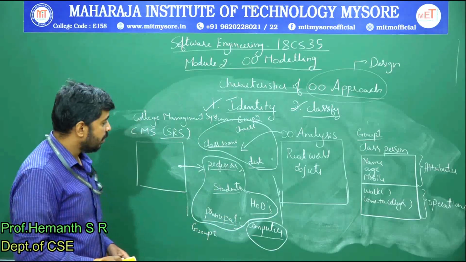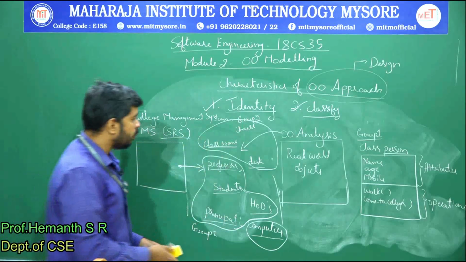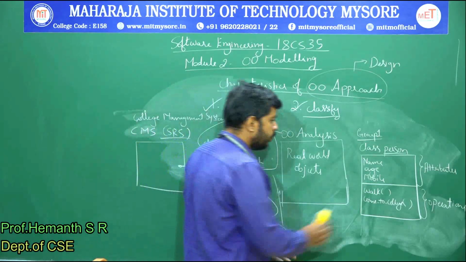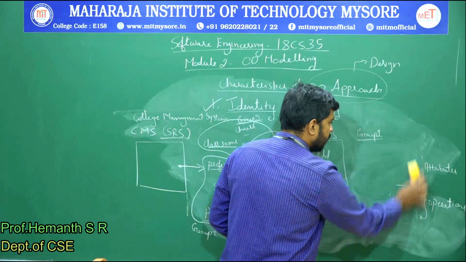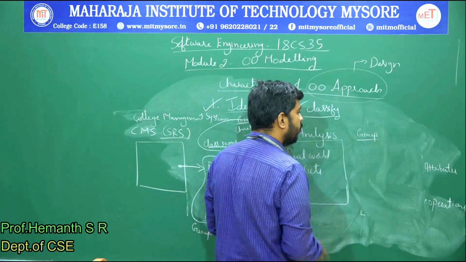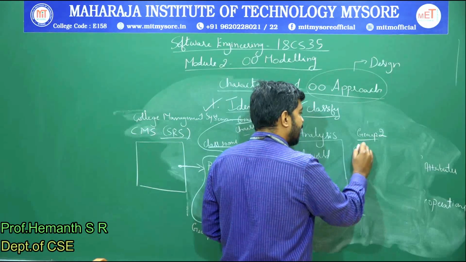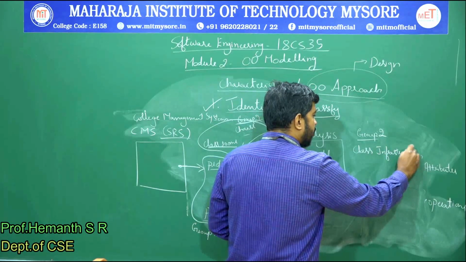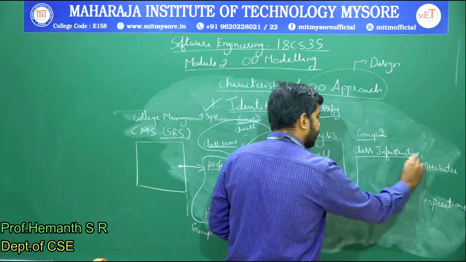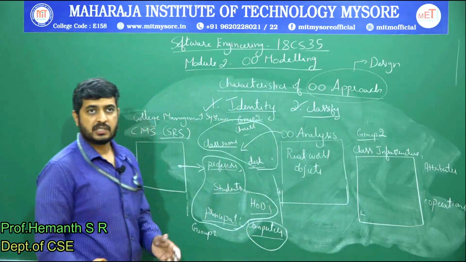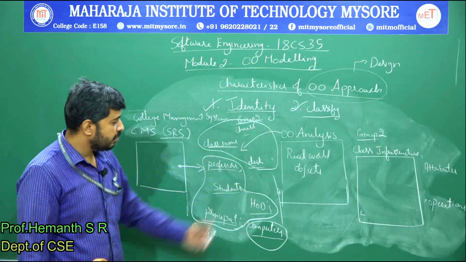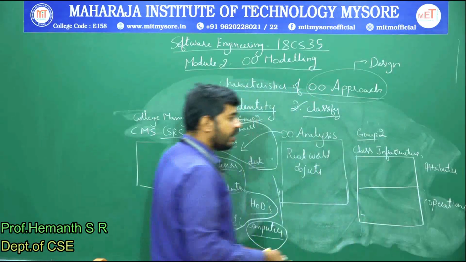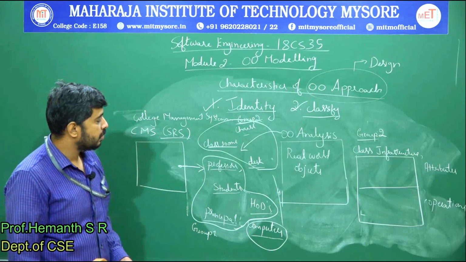And along similar lines, this is my group 2, which has chairs, desk, classroom, computers. I label group 2 as class infrastructure. What is the infrastructure that we have in the college? We have classrooms, desk, chair, computers. That belongs to infrastructure. It can have its own attributes and operations.